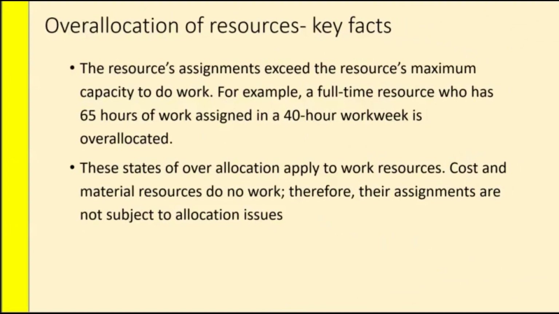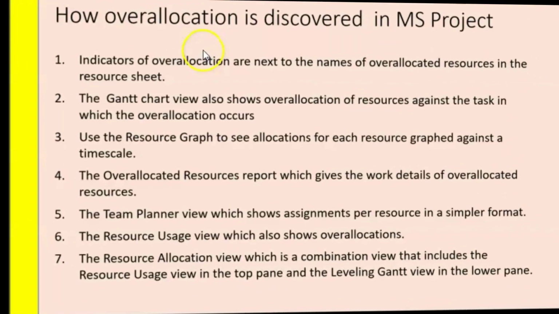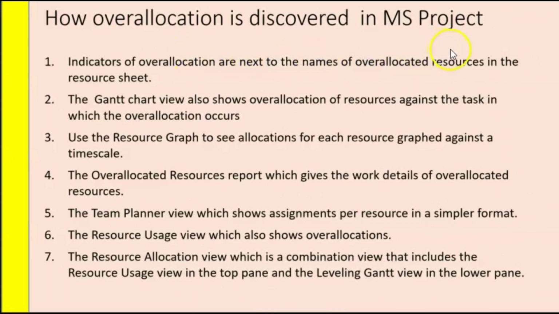So let's examine some key facts with respect to overallocation of resources. The resource's assignments exceed the resource's maximum capacity to do work. For example, a full-time resource who has 65 hours of work assigned in a 40-hour work week is overallocated. These states of overallocation apply to work resources. Cost and material resources do no work, therefore their assignments are not subject to allocation issues. So how is overallocation discovered in MS Project?